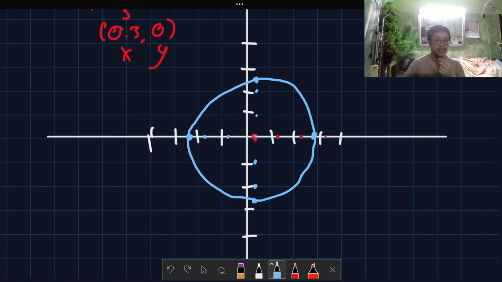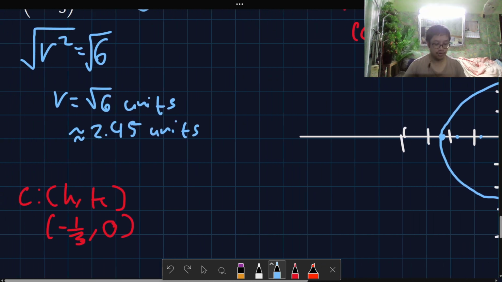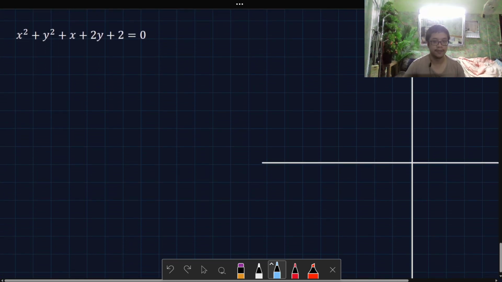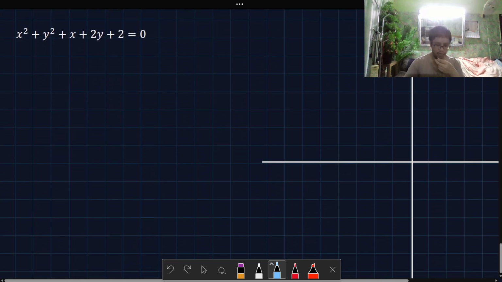All right, so now we will proceed to, I think, the last exercise or last example, this one. Now, if you take a look closely, this is not a standard form. This is a general form. So you know what to do. Convert it into standard form. Okay? So let's convert it first.